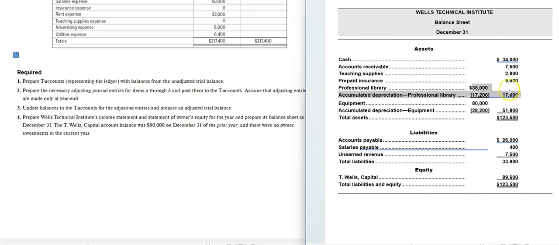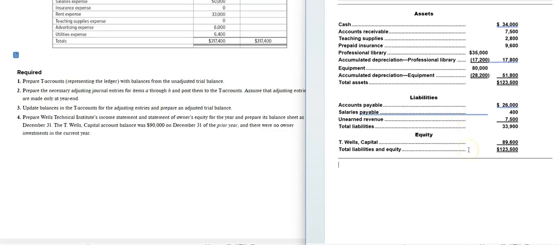As of December 31st, this asset still has unused value of $17,800. $17,200 of that asset's original value has been used and depreciated, recorded as an expense. Equipment was originally bought for $80,000. Since we bought it, we have expensed $28,200 of it, leaving it with a remaining value as of December 31st of this year of $51,800. So contra asset accounts offset the account they're tied to. All right, hopefully that helps.